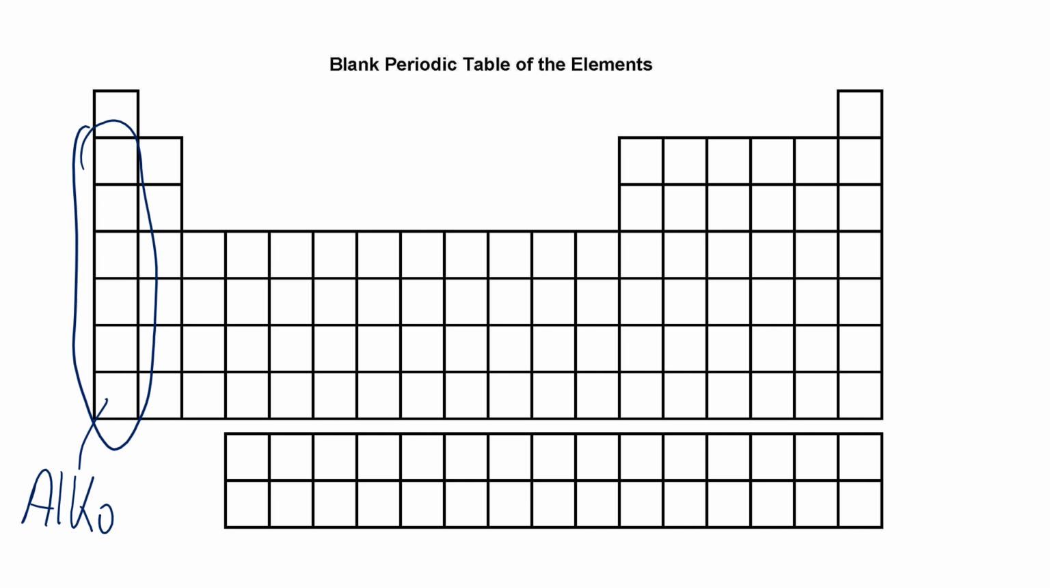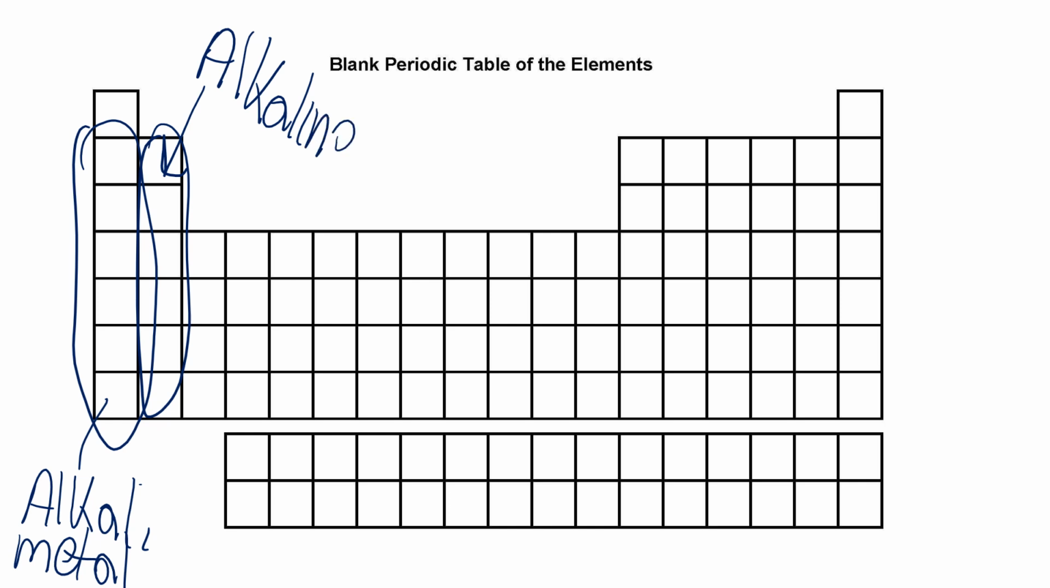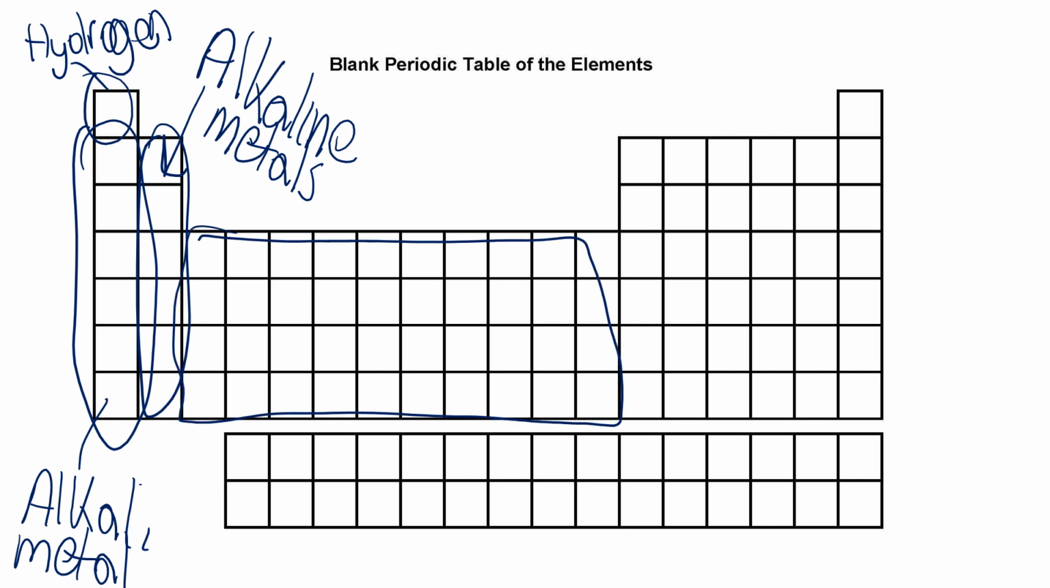Alkali metals, alkaline metals, and then hydrogen, it's its own family. So these are families because they act the same. So there's somewhat of an assumption that everything and people in a family will act the same.